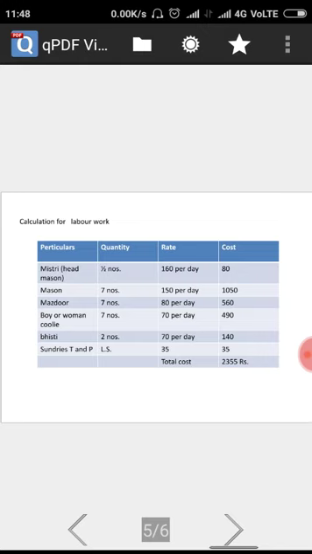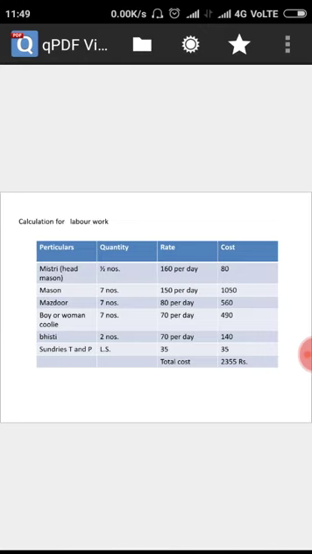Boy or woman, 7 boys or women used. Rate is 70 per day. Total cost is 490. Bisti, 2 bistis are used. Rate of 1 bisti is 70 per day. Total cost is 140. For sundries, T and P, a lump sum amount of 35 is taken. So the final total cost for labor work is 2355 rupees.